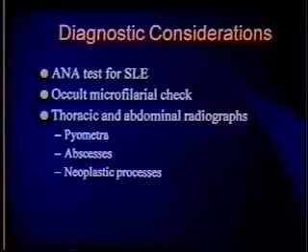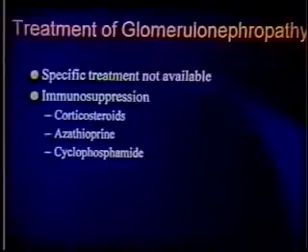The diagnostic considerations at this time then in Mr. T would be to look for an anti-nuclear antibody test to diagnose SLE. Look for occult microfilaria, do thoracic and abdominal rads trying to rule out pyometra, abscesses, or neoplasias, which could all result in chronic antigen exposure. Treatment. Specific treatment is not available. Treatment plan for these patients would be corticosteroids or immunosuppressive agents such as azathioprine or cyclophosphamide.